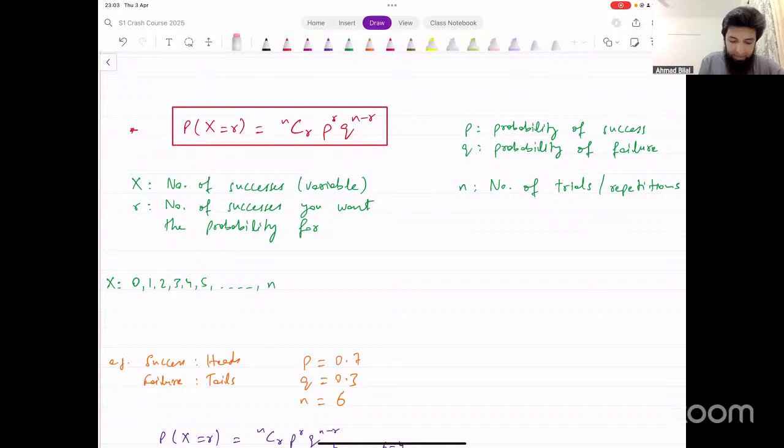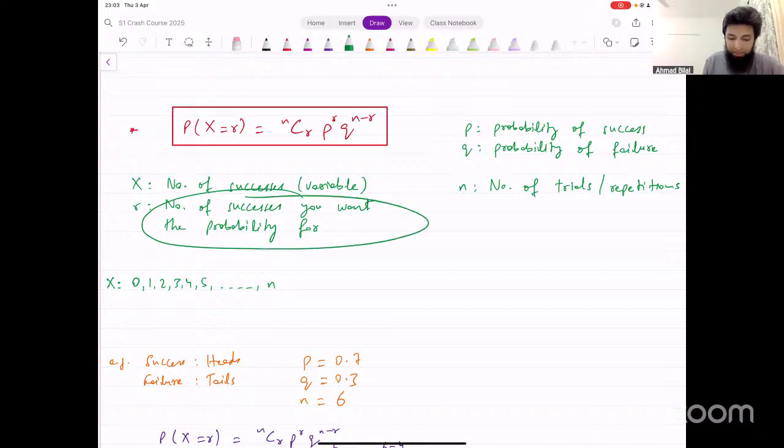X represents the number of successes. It's a variable. So if something is repeating 10 times, x could have a value of 0, 1, 2, all the way up to 10. You could have 0 successes, 1 success, 2 successes, all the way up to 10 successes. Then r is the number of successes you're finding the probability for. So if they want the probability of getting 5 successes, then r is equal to 5, and you would put r equal to 5 there.